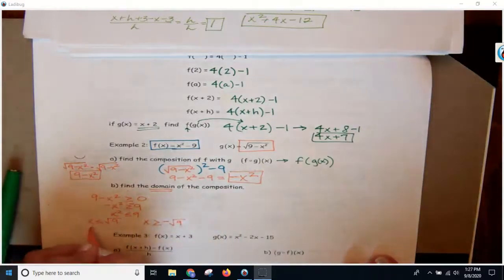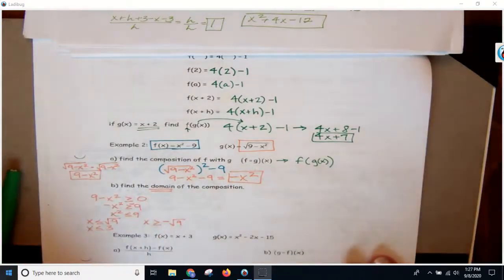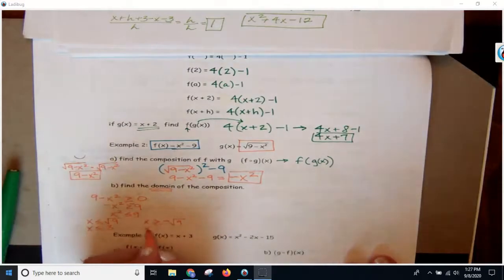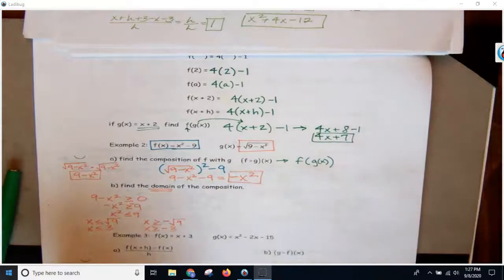So when I solve this, I get x is less than or equal to 3. And this one, I'm going to get x is greater than or equal to negative 3. Okay?